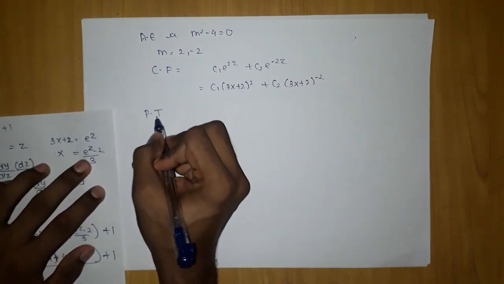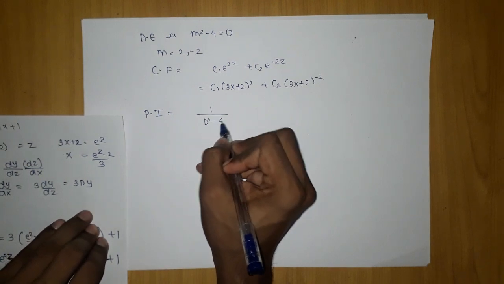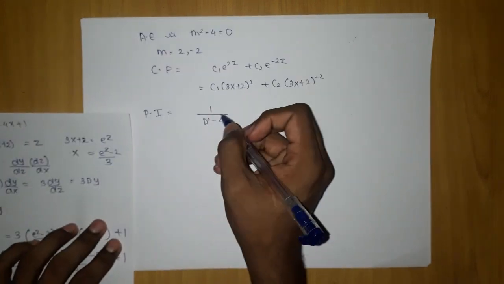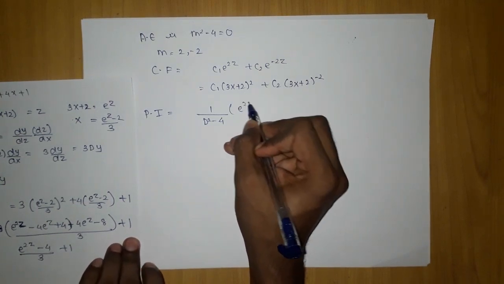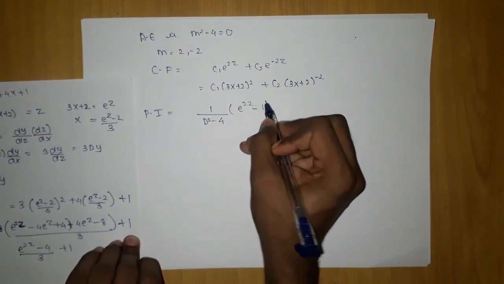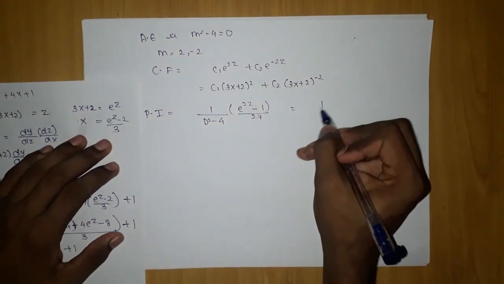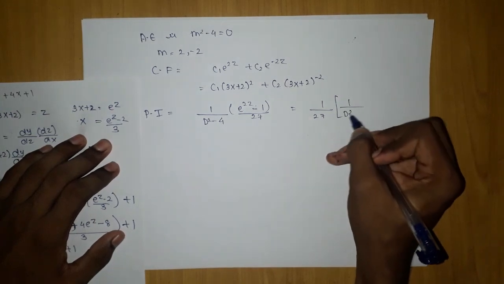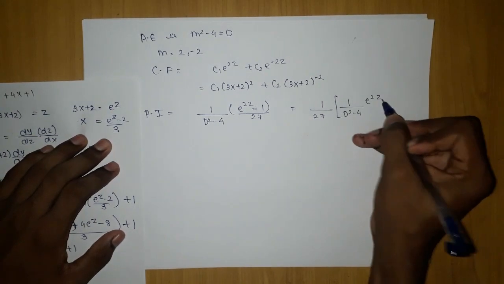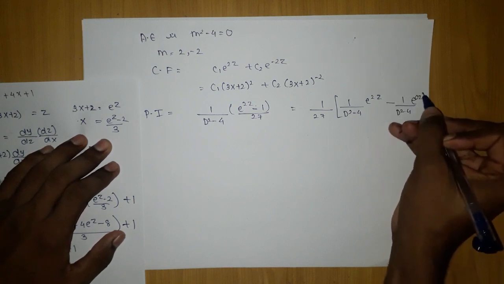Now for the particular integral, it will be 1 by (D square minus 4) into e to the power 2z minus 1 by 27. So we have 1 by 27 outside, and we have two terms. One is 1 by (D square minus 4) into e to the power 2z, minus the other one, 1 by (D square minus 4) into e to the power 0z. Agree?